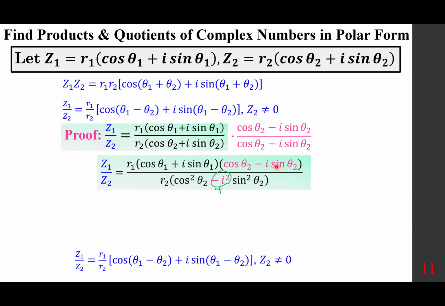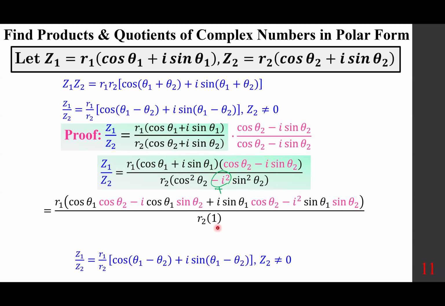Cosine theta 1 minus I sine theta 2. That becomes minus I cosine theta 1 sine theta 2. These two plus I sine theta 1 cosine theta 2. And this last one's minus I squared sine theta 1, sine theta 2. And don't forget, this is 1.